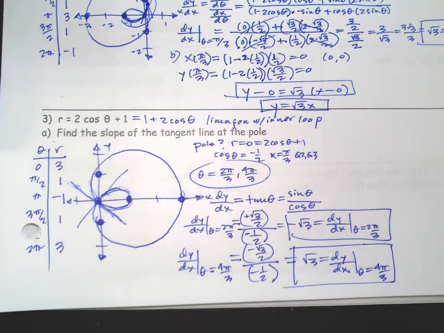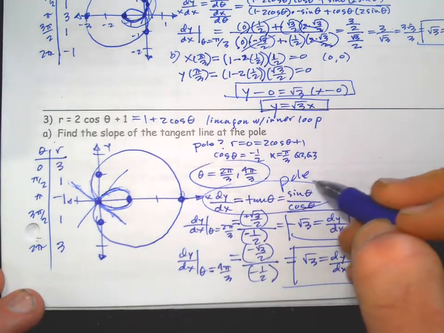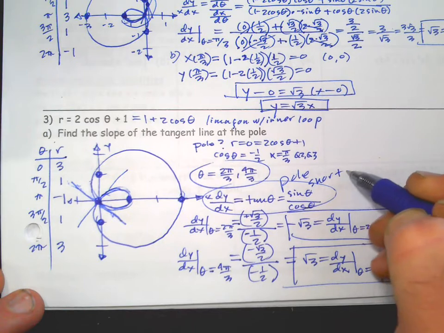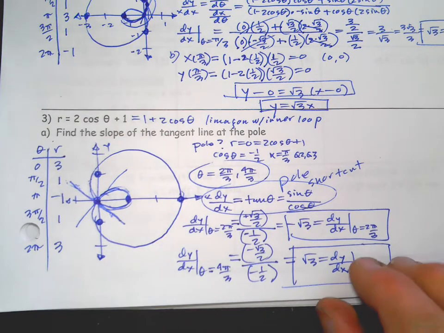So that's using that shortcut for the pole. Dy dx ends up just being tangent. You do it the long way, same answer. If you look at my solutions, my work online, I did it the long way, and I got the same answer. So I think that shortcut's worth it. It comes up every now and then.